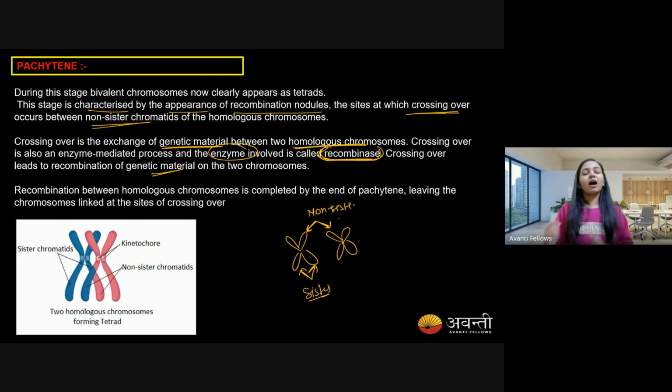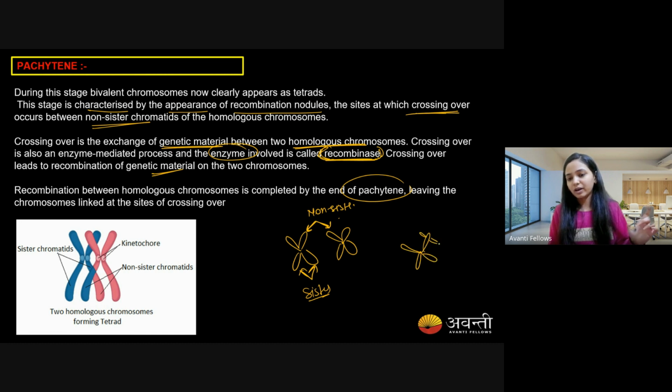ठीक है, और after finishing the pachytene stage का end आएगा, आपका जो रिकॉम्बिनेशन है वो almost finish हो जाएगा, और जो भी आपका क्रॉसिंग ओवर हुआ वो बिल्कुल end पे आ जाएगा. It will look like this, यहाँ पे end पे आपका ये आपका क्रॉसिंग ओवर स्ट्रक्चर है. This is your crossing over.